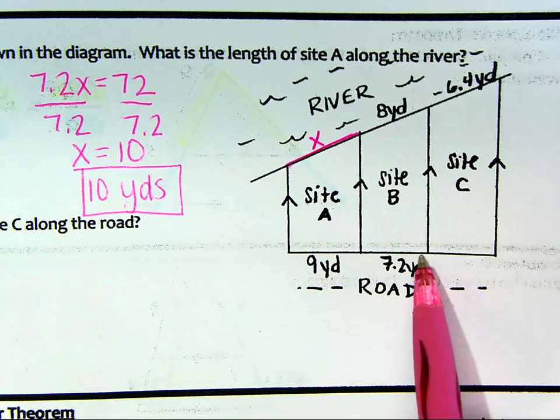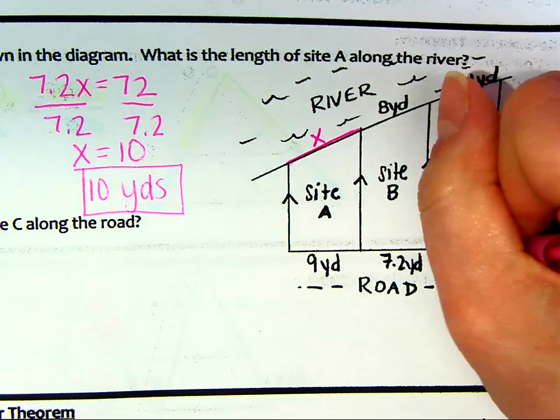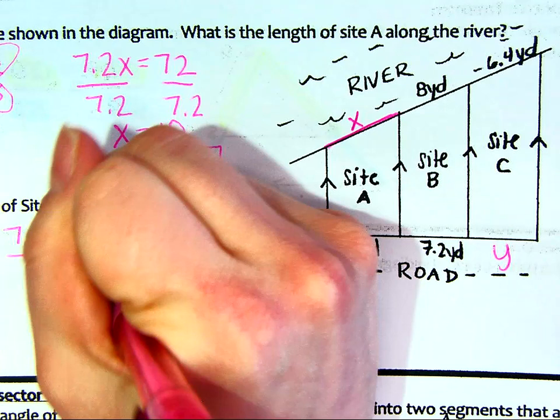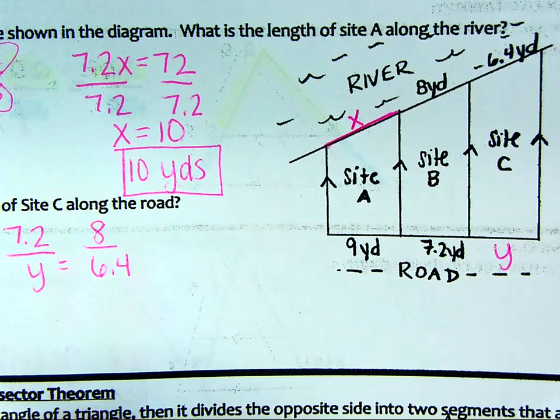Now the next thing that we want to do is find the length of site C along the road. So I'm going to let that be y, just for the sake of keeping things simple. I'm actually going to use the 7.2 and the 8 again, and then I'm going to use y and 6.4 to solve this. So I'm going to move this back over here. I think that should give us enough room. And so I'm going to set it up as 7.2 over y equals 8 over 6.4.